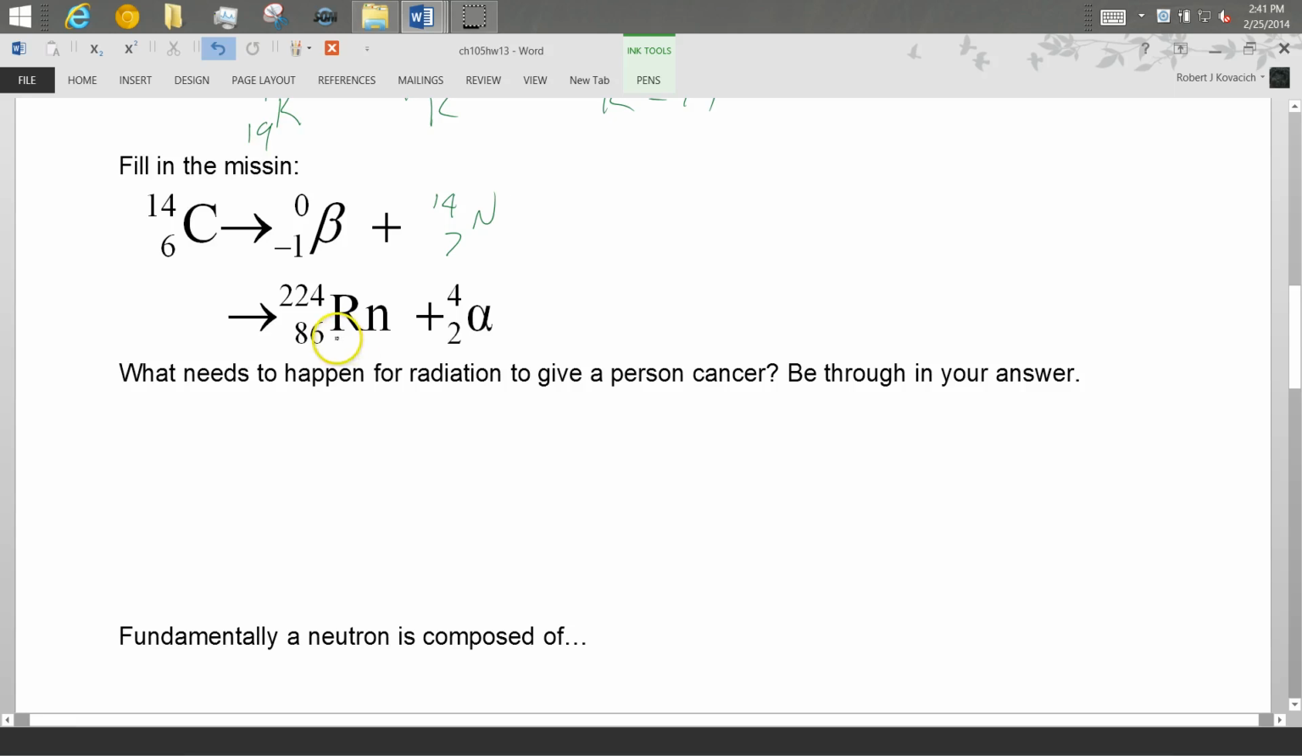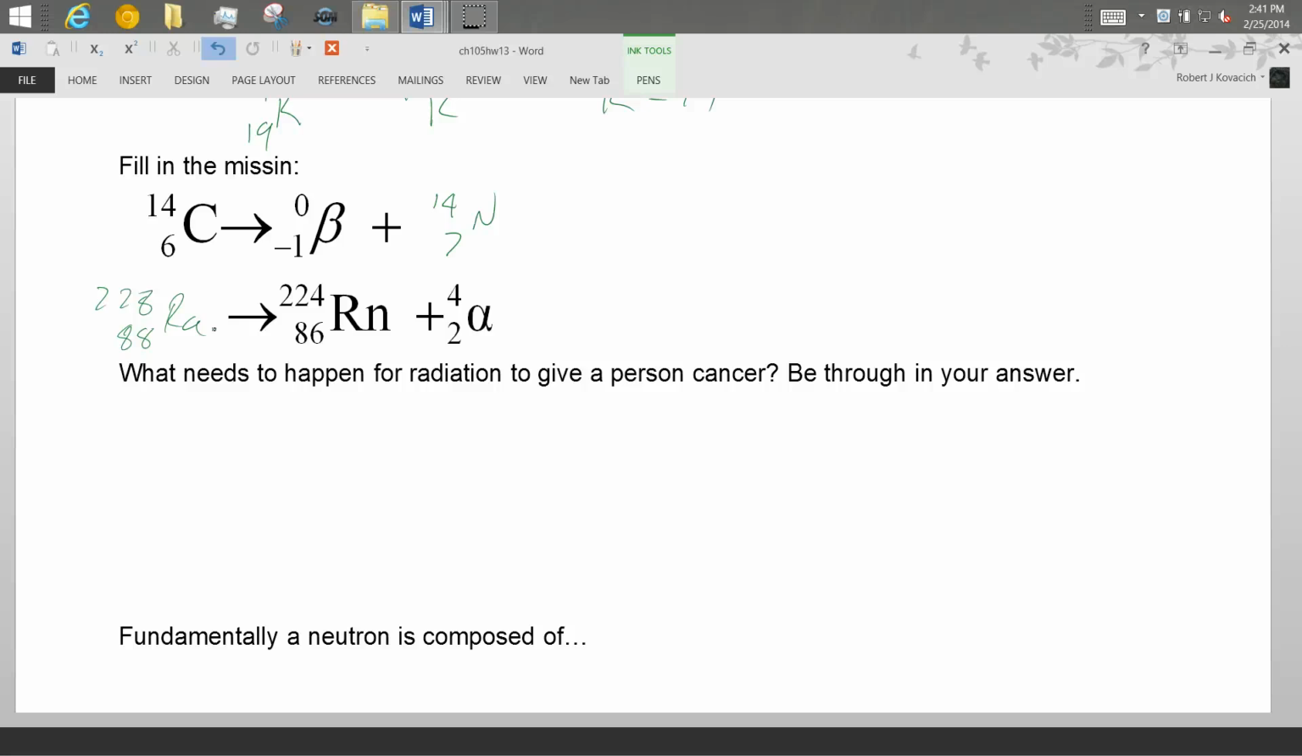So I've got radon, and I've got an alpha particle, and so I just back add. So 86 and 2 gives me 88, and 224 and 4 gives me 228, and 88 is element what? It's radium. Rn is radon. Yeah.